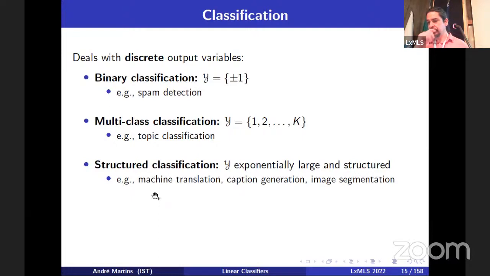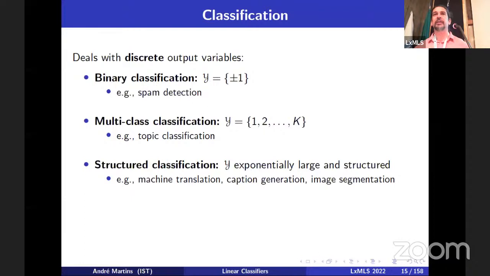Another example, which is even more sophisticated, is structured classification, where the output space can be exponentially large and structured. An example of that is machine translation, where the input is a sentence in one language, and you want to predict a sentence in another language. Of course, there are infinitely many sequences that we can come up with.